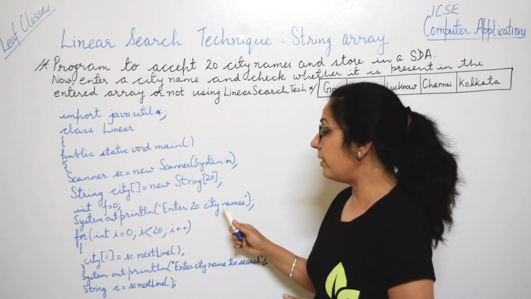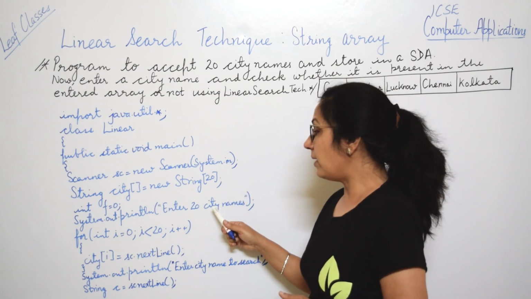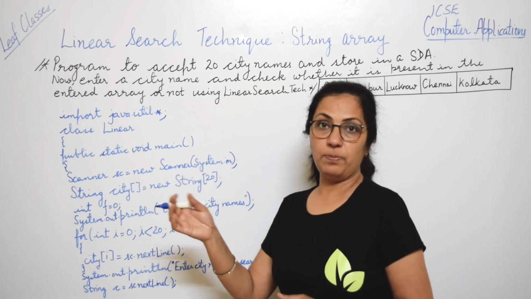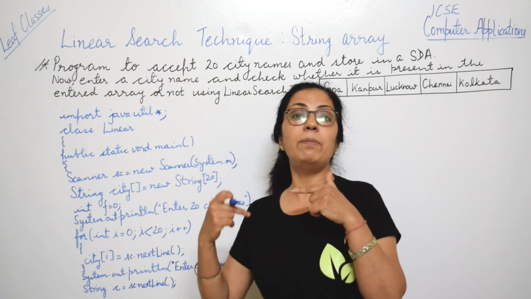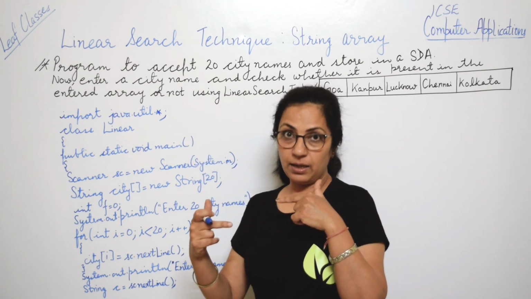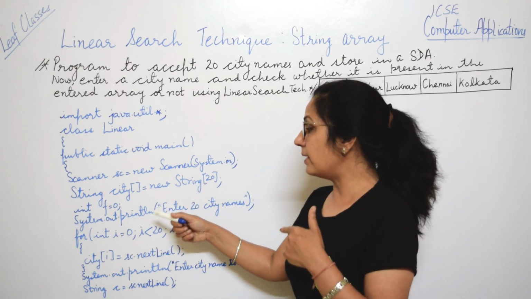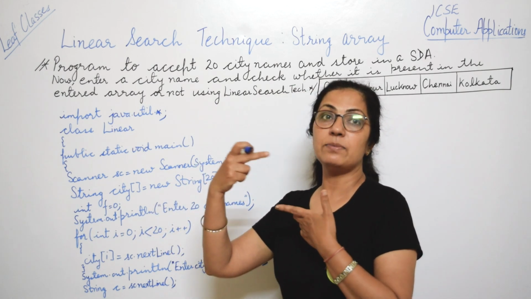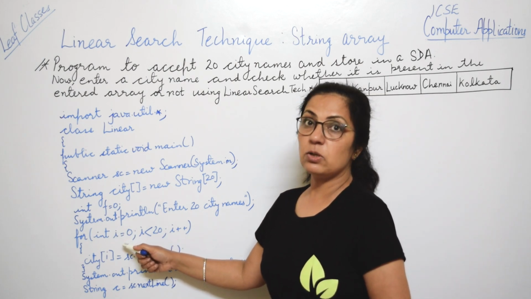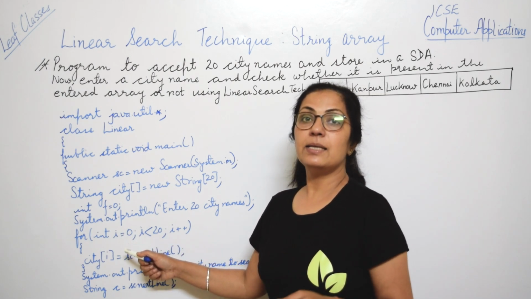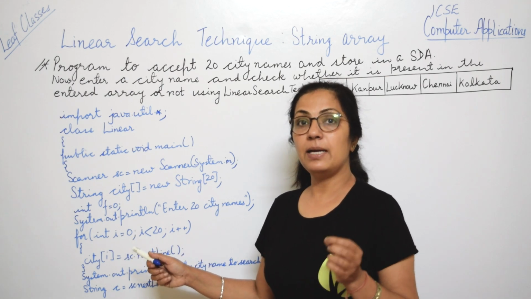Children, here I always want you to give the print message before the loop, because when it displays enter 20 city names, the cursor will blink 20 times for entering. That will be better, right? Otherwise, if you give this statement within the loop, it will be repeated 20 times. That we don't want.